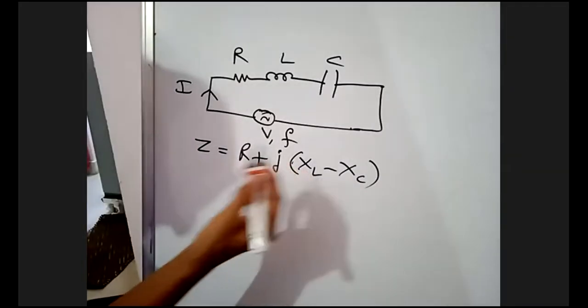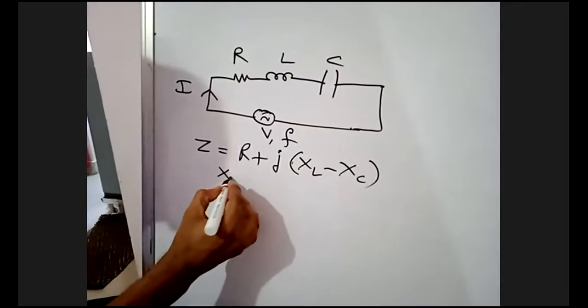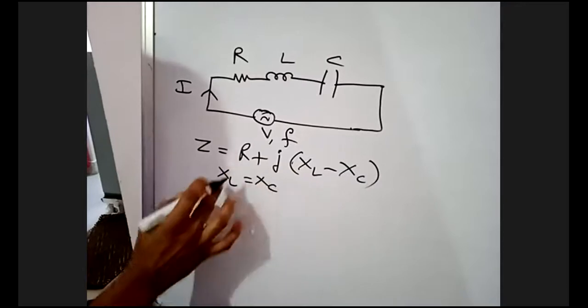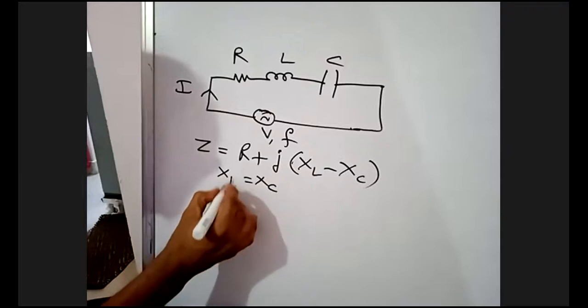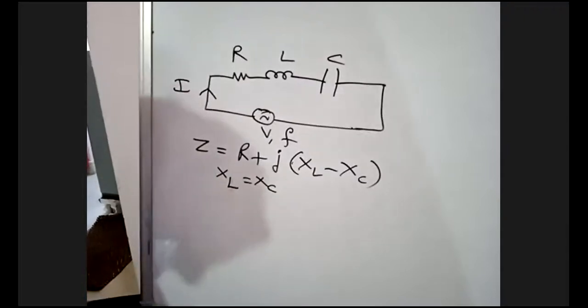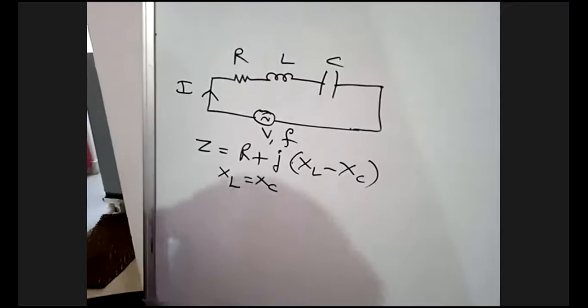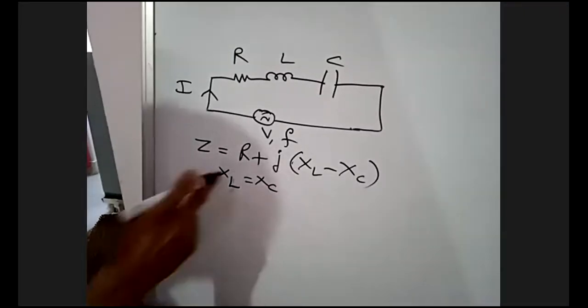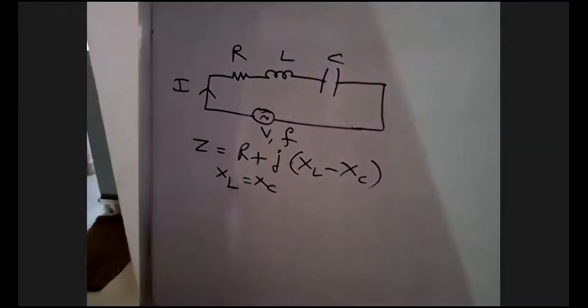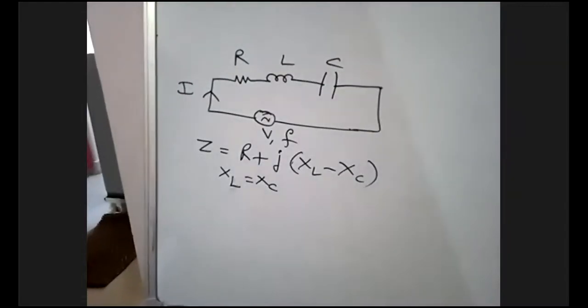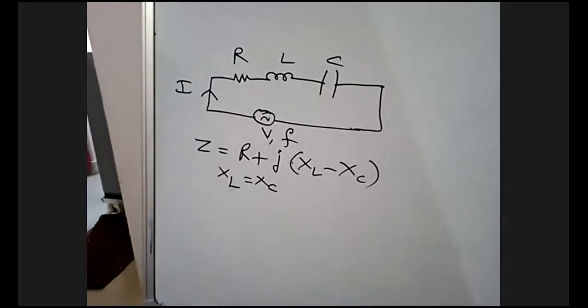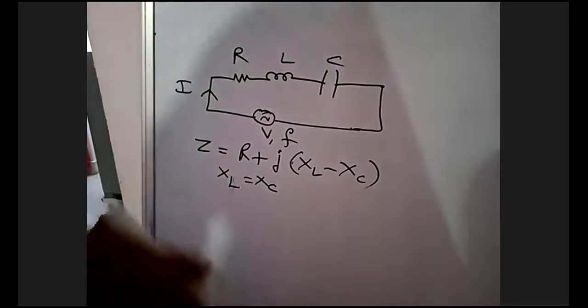Now, resonance will occur when XL is equal to XC. Note this point. Resonance will occur when inductive reactance is equal to capacitive reactance. Please note down: resonance will occur when inductive reactance is equal to capacitive reactance.